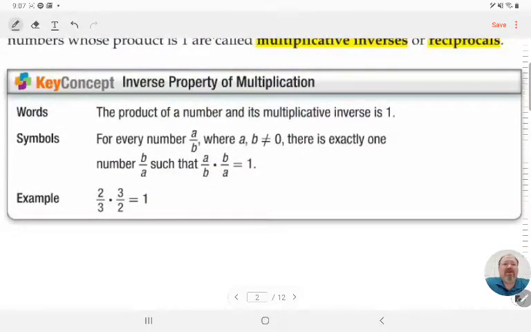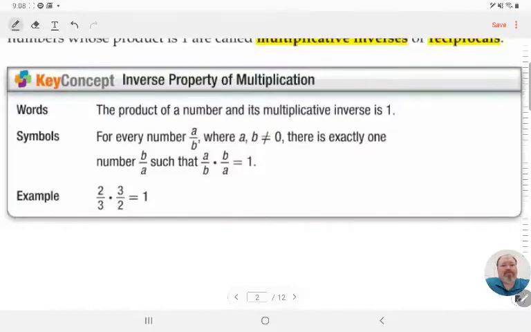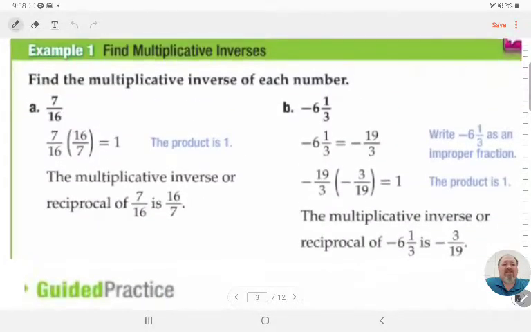And this is just some information on what I just went over. So for example, 2/3 times its multiplicative inverse or reciprocal, which is 3/2, would be 2 times 3 is 6, 3 times 2 is 6, 6 over 6 is 1, or you could simplify it all down to where it's 1 over 1. All right, let's look at some examples, okay? We have find the multiplicative inverse of each number.